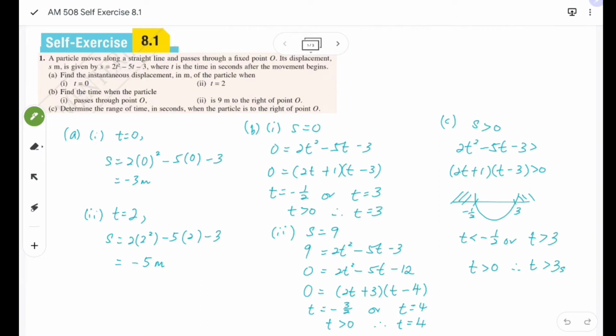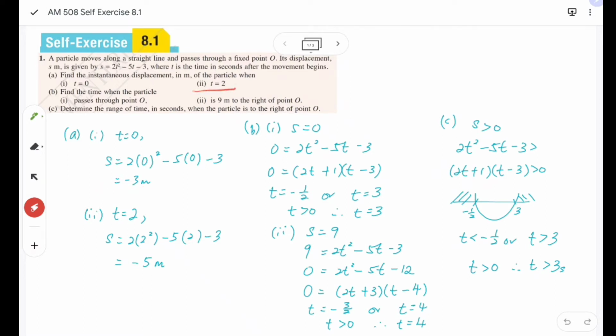A. Find the instantaneous displacement in meter of the particle when number 1, t equals 0, number 2, t equals 2. So, A, we need to find the displacement when t equals 0. Use the function s equals 2t squared minus 5t minus 3 and substitute t equals 0. There we get s equals 2 times 0 squared minus 5 times 0 minus 3, and we get s equals negative 3 meter.